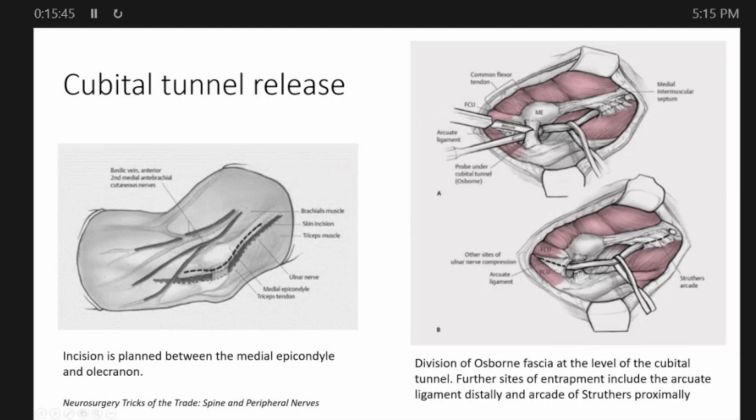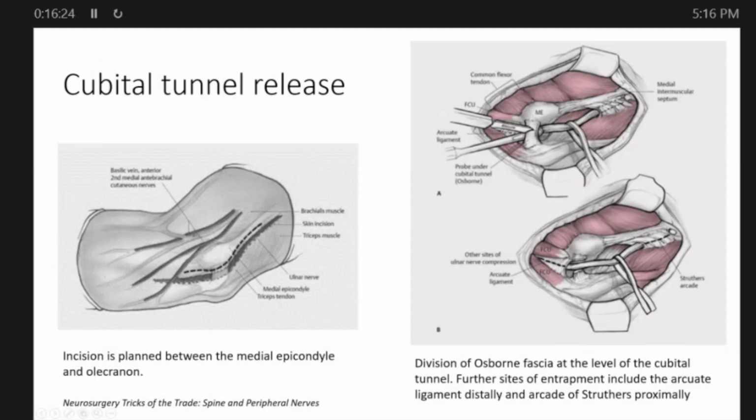And people do talk about compression at the arcade of Struthers, which is shown in these diagrams on the right. I think that's a very unusual site of entrapment. I do feel with my small finger up proximal to the epicondyle to see if there's any entrapment there, but I rarely, if ever, find it. I think our experience and Dr. Klein's huge experience has shown that most of these patients are entrapped in the postcondylar groove, in this segment right between the epicondyle and the olecranon.